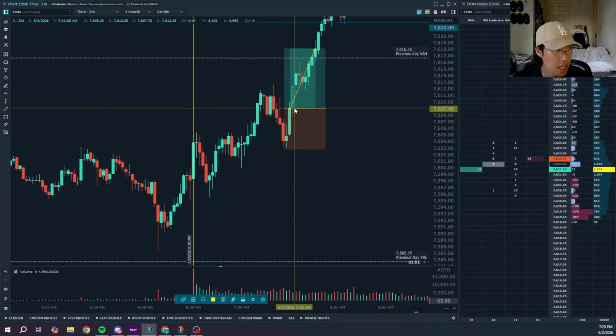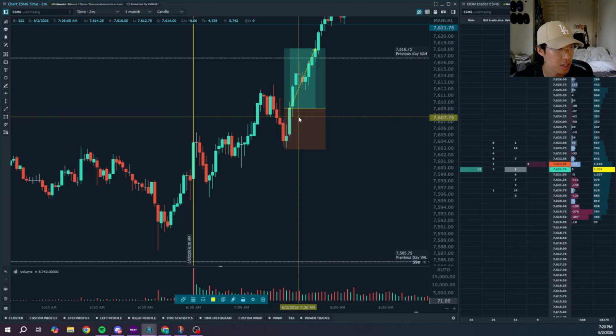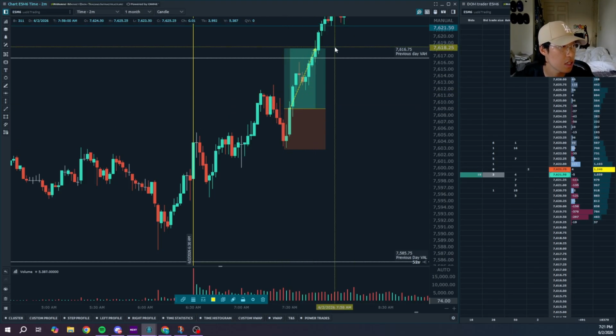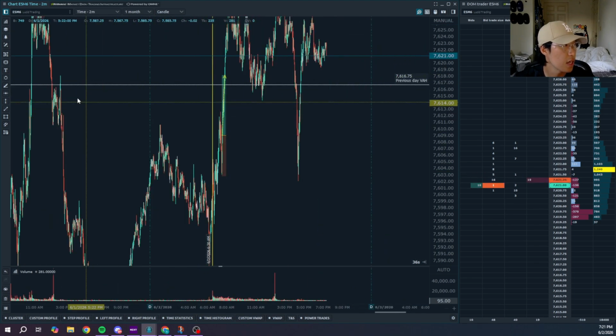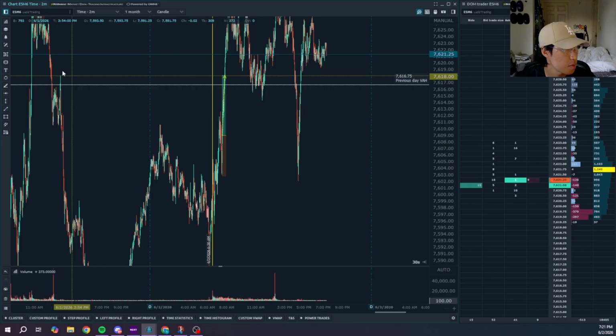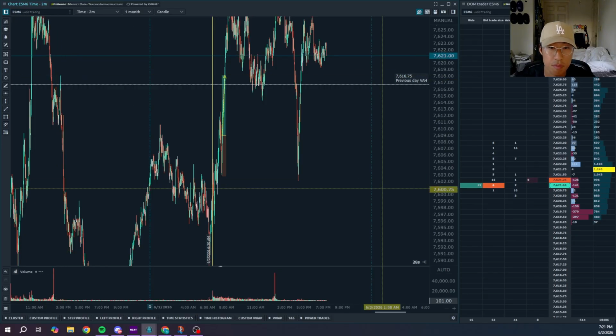It was slightly late. I wanted an entry at around 76.07, but I couldn't get it. And we ended up targeting this 76.18 level, which was just a recent high right here. Because we had this recent high here, instead of targeting the previous day value area high, I had a feeling that we would like to sweep these highs, so that's what I targeted.